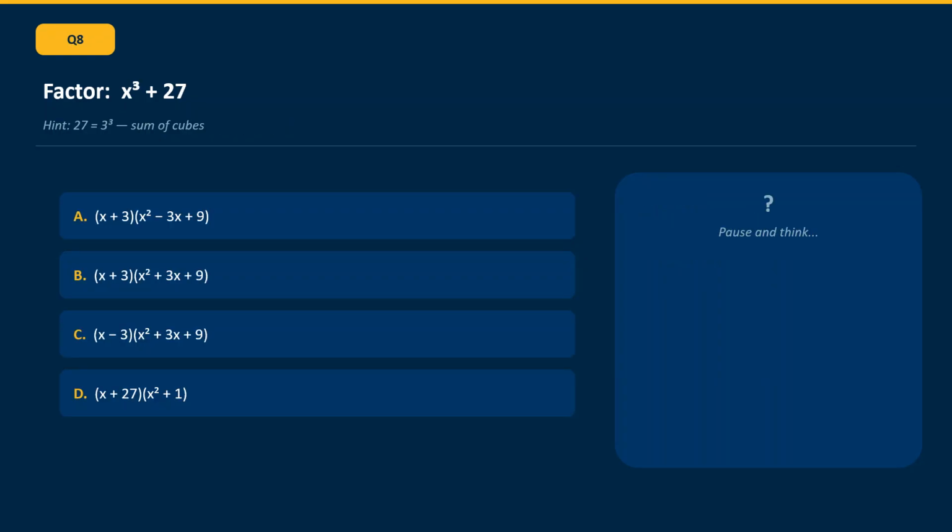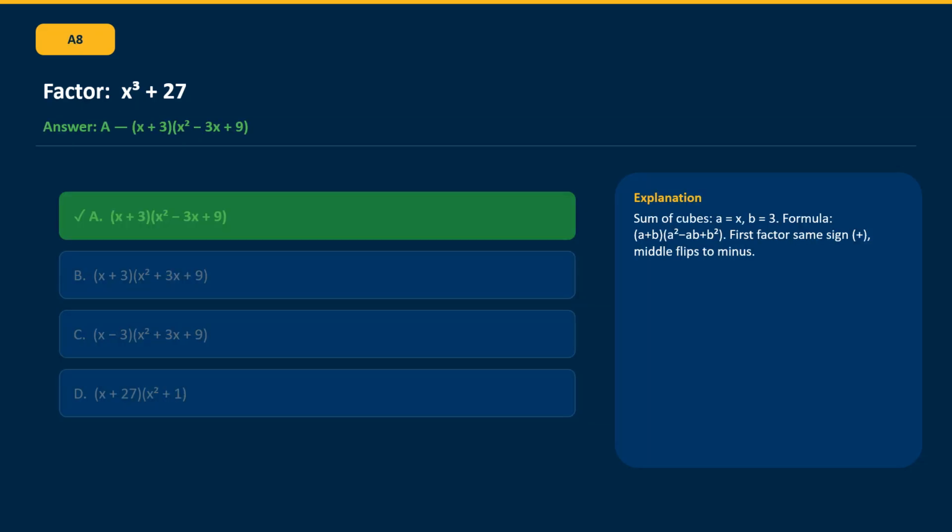Question 8. Factor x cubed plus 27. Identify which perfect cube 27 represents. Choose your answer. The answer is A. The quantity x plus 3 times the quantity x squared minus 3x plus 9. This is a sum of cubes.